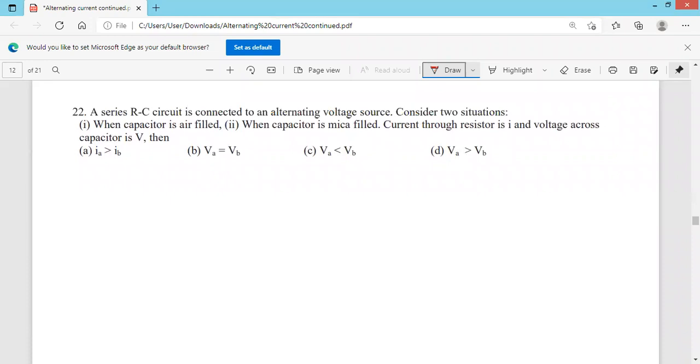A series RC circuit is connected to an alternating voltage source and consider two situations. The capacitor is air filled, and the second one is when the capacitor is mica filled. Current through the resistor is I, and the voltage across the capacitor is V. So this is the RC circuit, connected to an alternating voltage source.